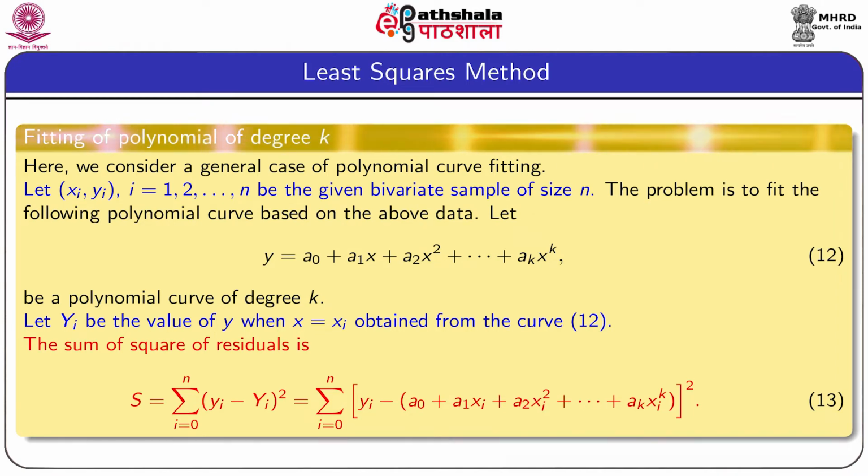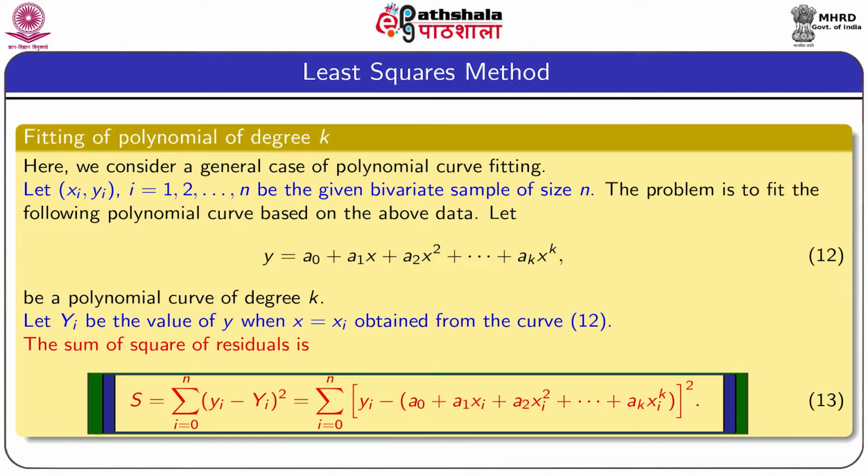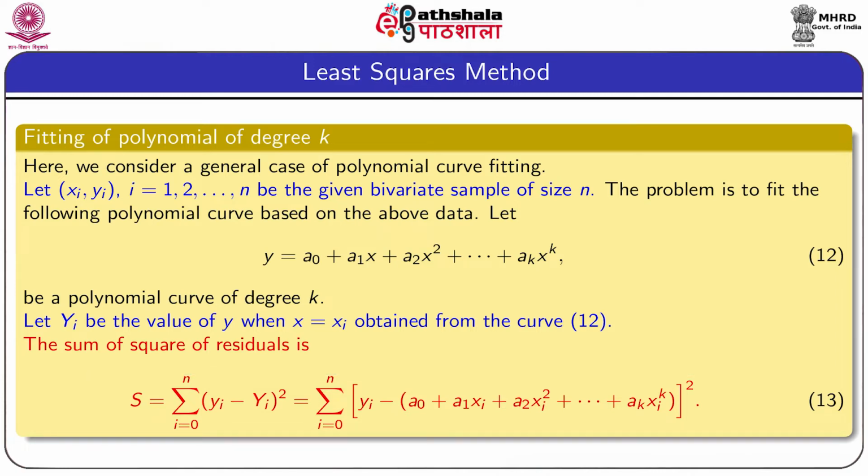obtained from the curve. The sum of square of residual is s equal to summation over i equal to 0 to n (yi minus Yi) whole square, equal to summation over i equal to 0 to n (yi minus (a0 plus a1 xi plus a2 xi square plus dot dot dot plus ak xi to the power k)) whole to the power 2.